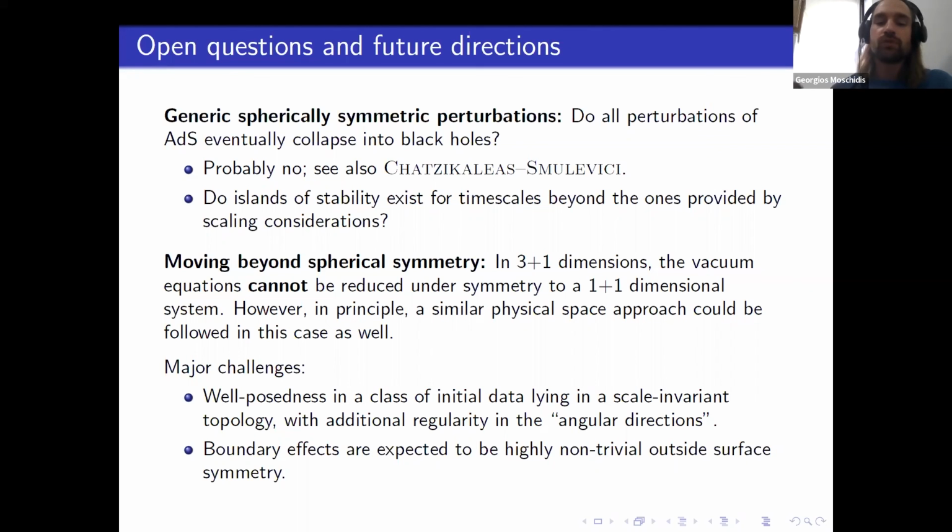In particular, whether one can prove well-posedness for a class of initial data which lies at the level of H^{3/2}, but with additional regularity in the angular direction. More than that, one also has to somehow deal with the effects of the boundary. Now, in spherical symmetry, in the conformally coupled case that we were talking about, the effects of the boundary conditions were actually trivial. Actually, one could explicitly keep track of how the solution looks near the boundary.